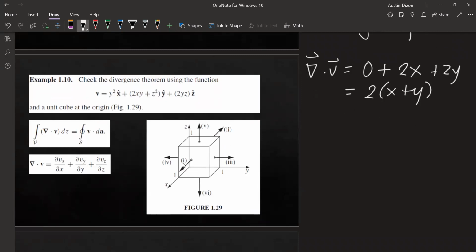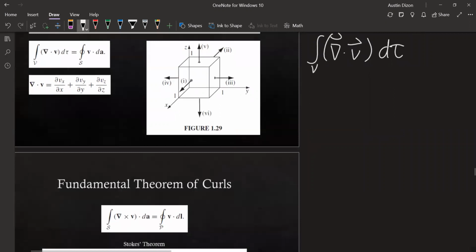Kunin natin yung integration nito all over the volume. So that is the volume. Paano ba ito nangyayari? Pag kinuha natin ito, how does it work? So ano yung d tau? Yung d tau natin is yung volume mo. So i-expand natin to para maging volume siya.